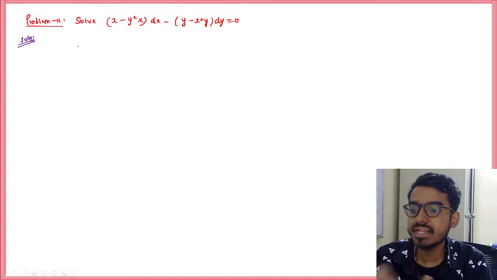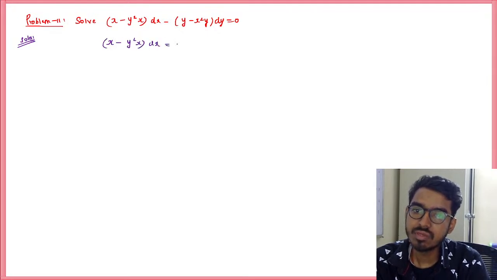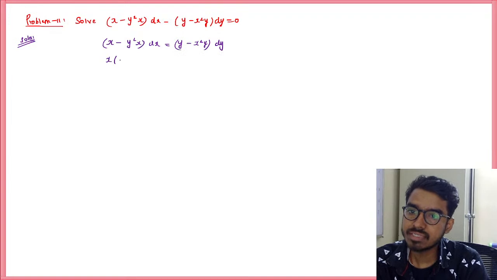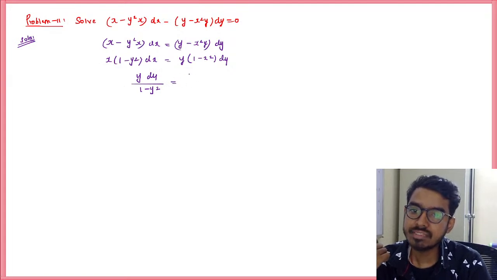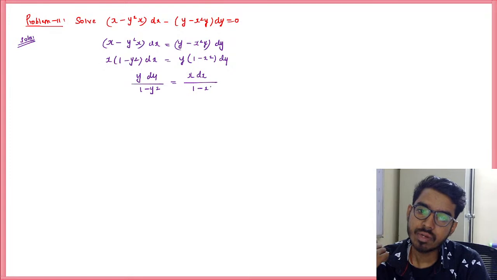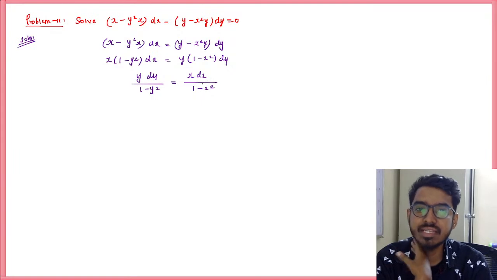First we'll separate x and dx to one side and y and dy to the other side. So we have (x minus y square x) dx is equal to (y minus x square y) dy. Let's take x common, so we have x times (1 minus y square) dx. I take y common, we will have y times (1 minus x square) dy. So let us keep y dy divided by 1 minus y square, and let us keep x dx divided by 1 minus x square. You can see I separated y's and dy's to one side, x and dx to the other side.